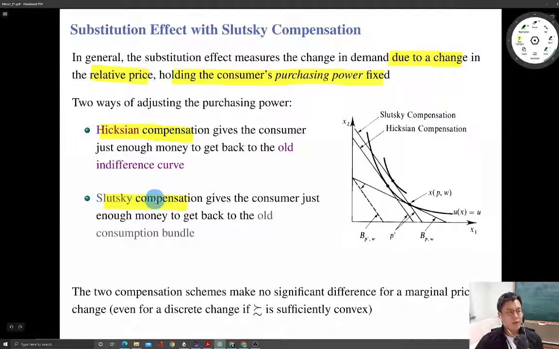But there is another way of adjusting purchasing power: Slutsky compensation. If we adjust purchasing power by way of Slutsky compensation, then we give the consumer just enough money to get back to the old consumption bundle. The main difference between these two compensation methods is illustrated by this figure. Here, the old budget line is this black solid line, and now we consider a price change. P1 increases, so the budget line will shift inward toward the origin like this.